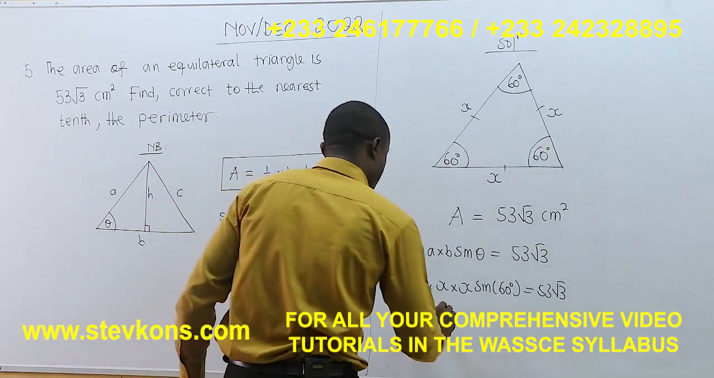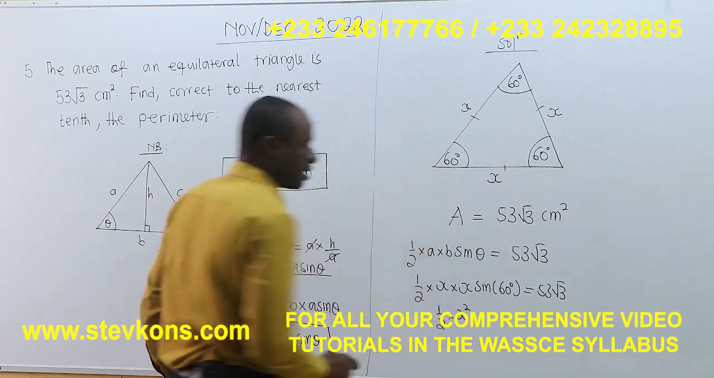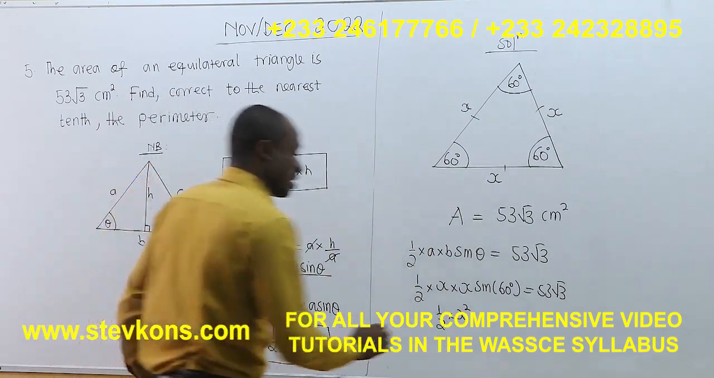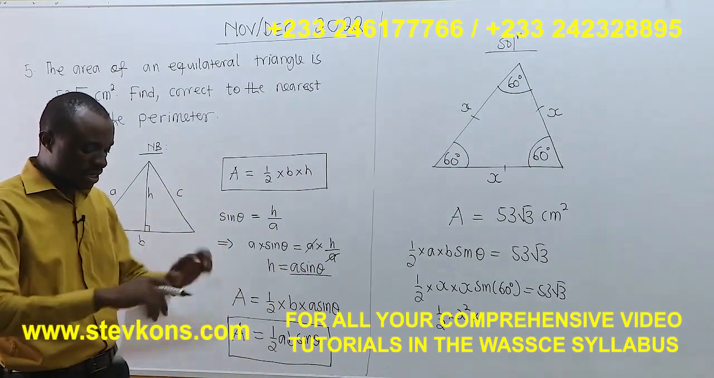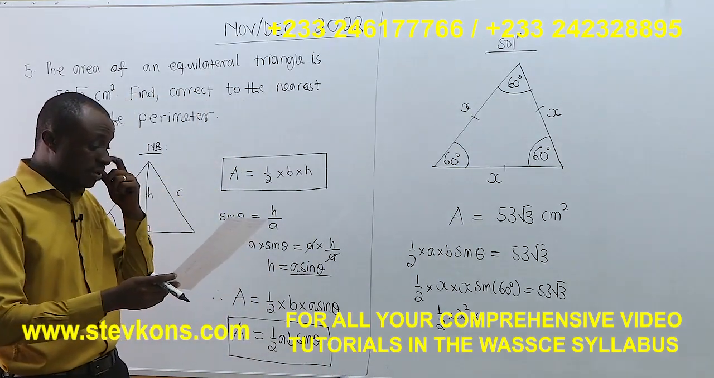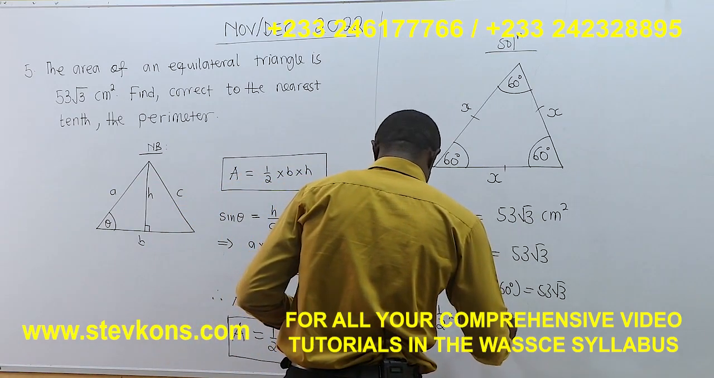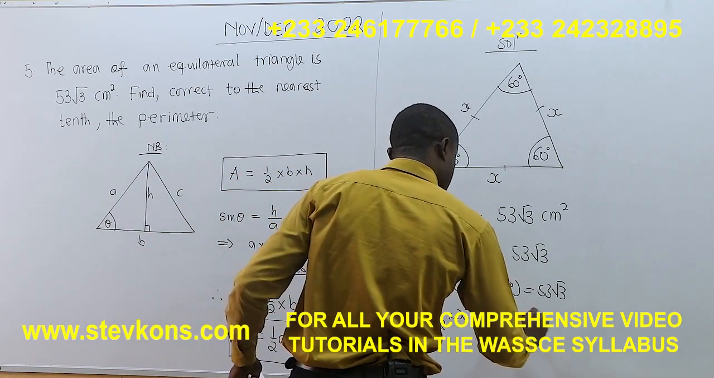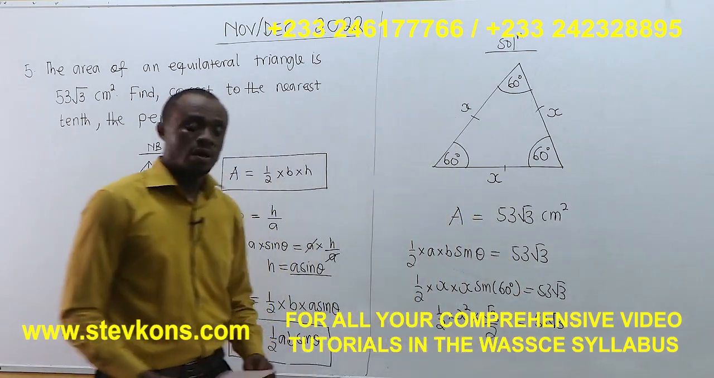So clearly we have half times X times X. That's X times X, that is X squared. We have sine 60. What is sine 60? Using the calculator, sine 60 is √3/2, and this is equal to 53√3.